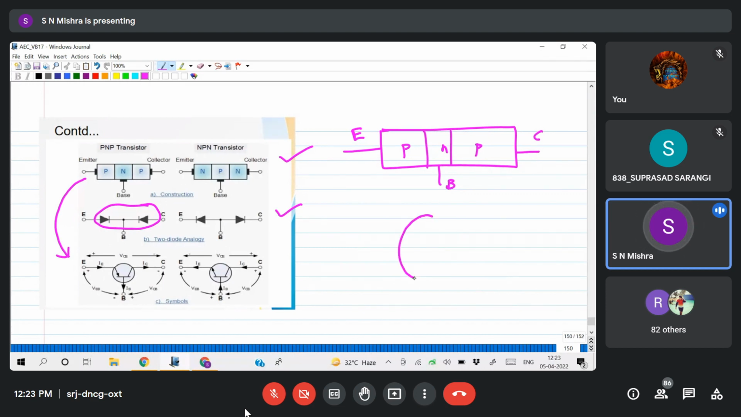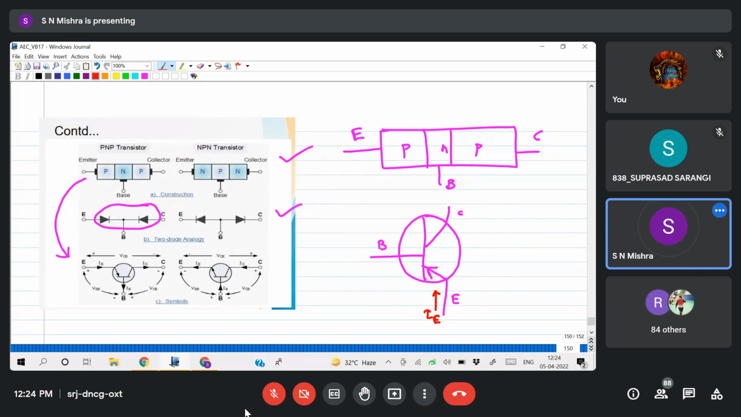Now when I draw the symbol like this, PNP means the arrow mark points inward, which is the emitter; this is the collector, this is the base. Let us see what else is written. The arrow mark suggests the current is incoming. The current flowing through the emitter terminal is represented as IE, and the arrow mark is incoming, meaning IE is also incoming.